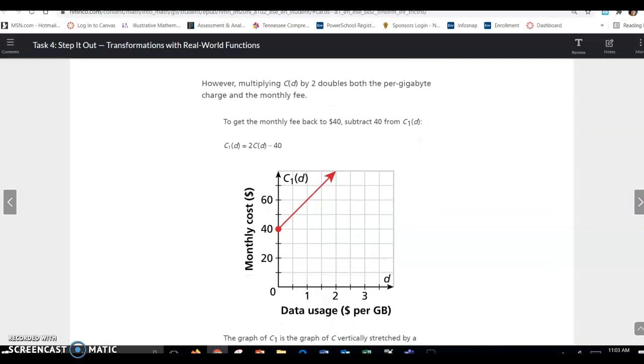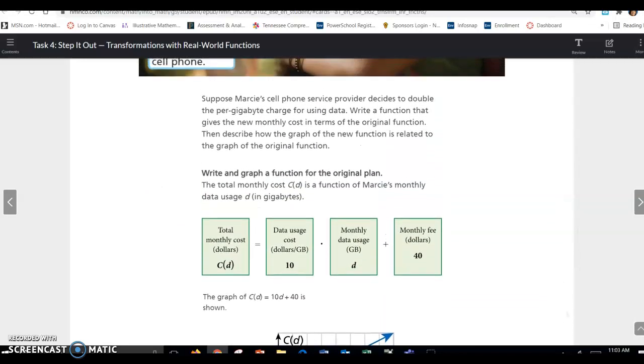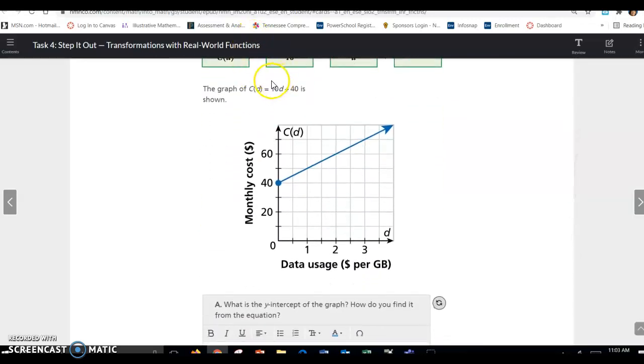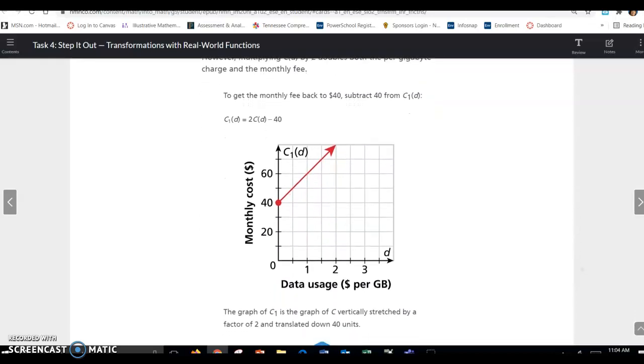All right. However, multiplying C of D by 2 doubles both the per gigabyte charge and the monthly fee. To get the monthly fee back to 40, subtract 40 from C1 of D. So you're going to multiply the whole function by 2, and then you're going to subtract 40, because when you multiply the whole function by 2, remember we doubled the whole thing. So if you put this in parentheses and double it, that means you doubled the 40 too, which means it was 80. We don't want the original cost to be 80. It's still going to be 40, just the gigabytes is going to double.